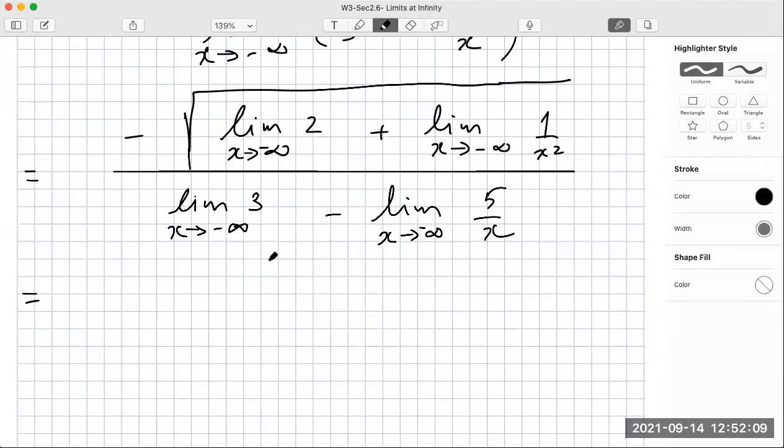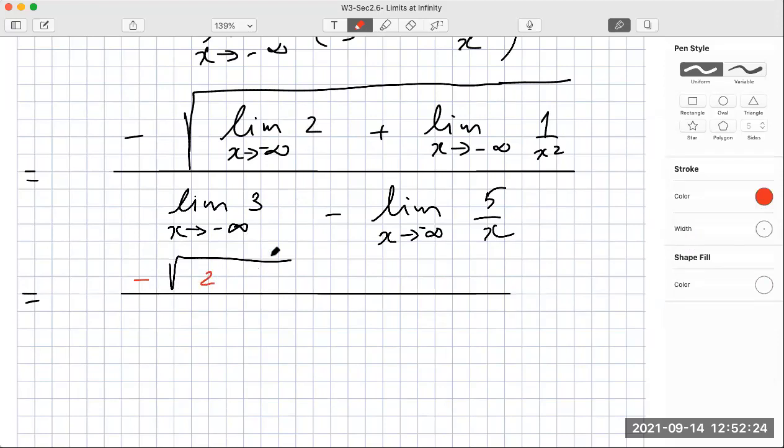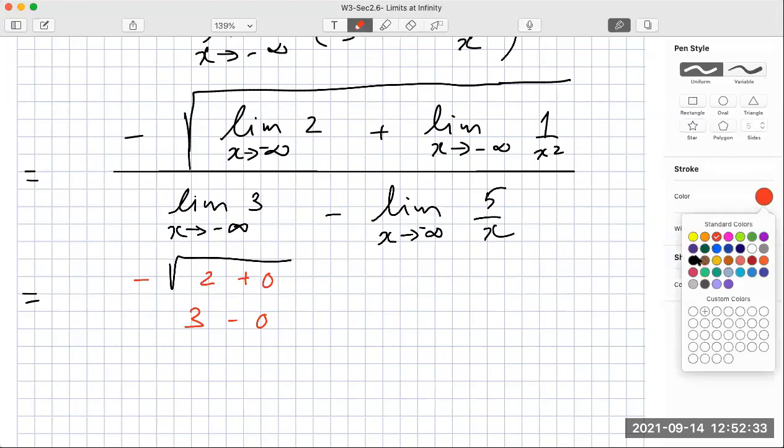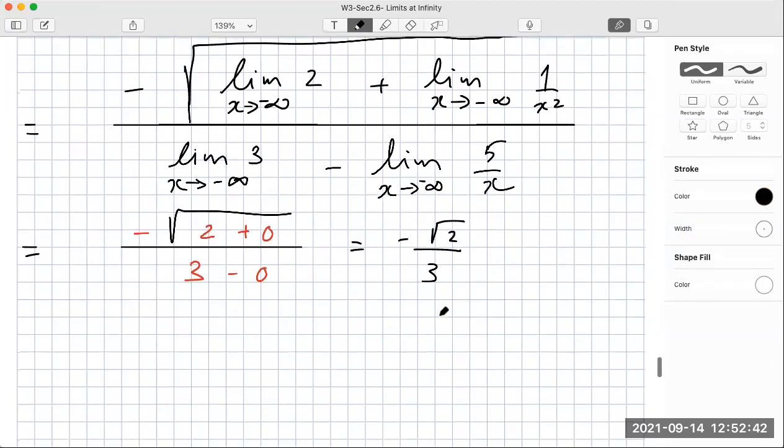This guy will give us 2, right? And finally, what is it inside? 2 plus 0. And the denominator? 3 minus 0. Yes. Finally, it will be negative root 2 over 3. Very good. It means when x goes to negative infinity, f of x will come closer and closer to this value, the negative value of the previous one. Okay?